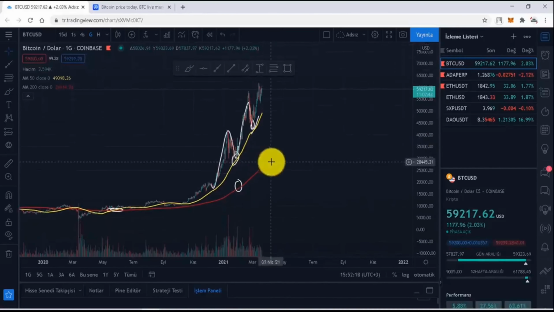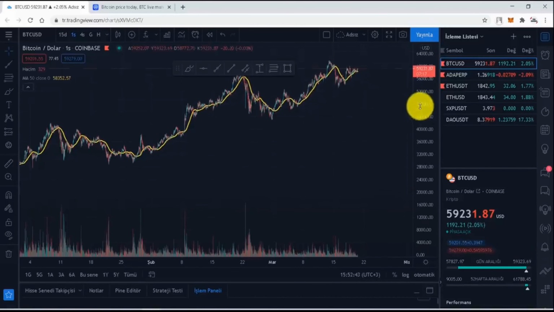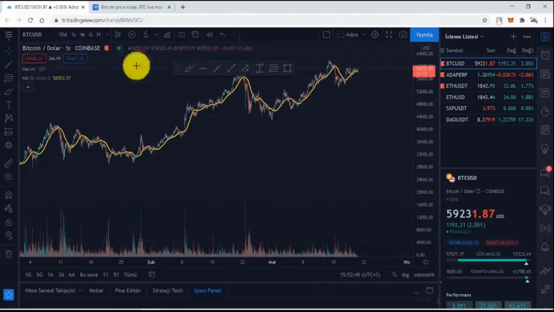Now let's examine this on the 1 hour chart. What does this chart show us? You can also find the dead cross and golden cross on the 4 hour charts. This is what golden cross and dead cross are, my friends.